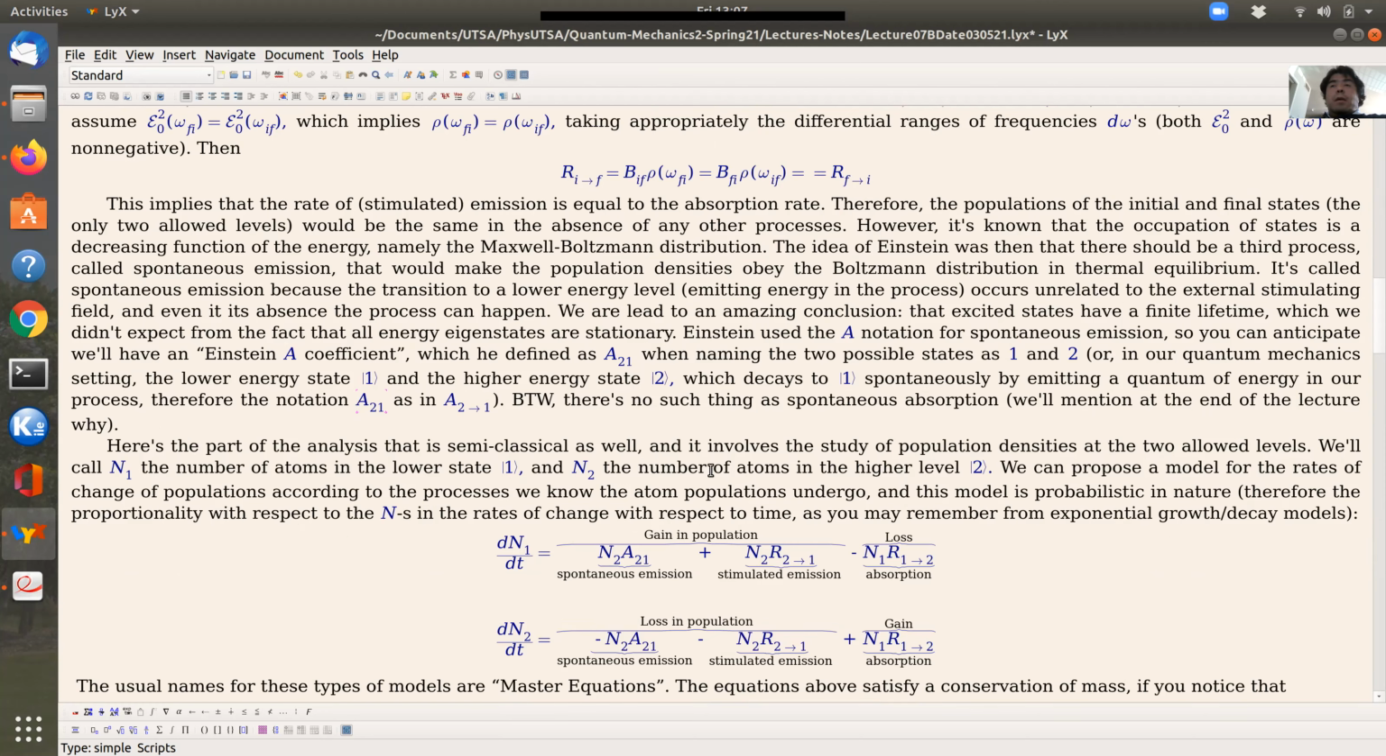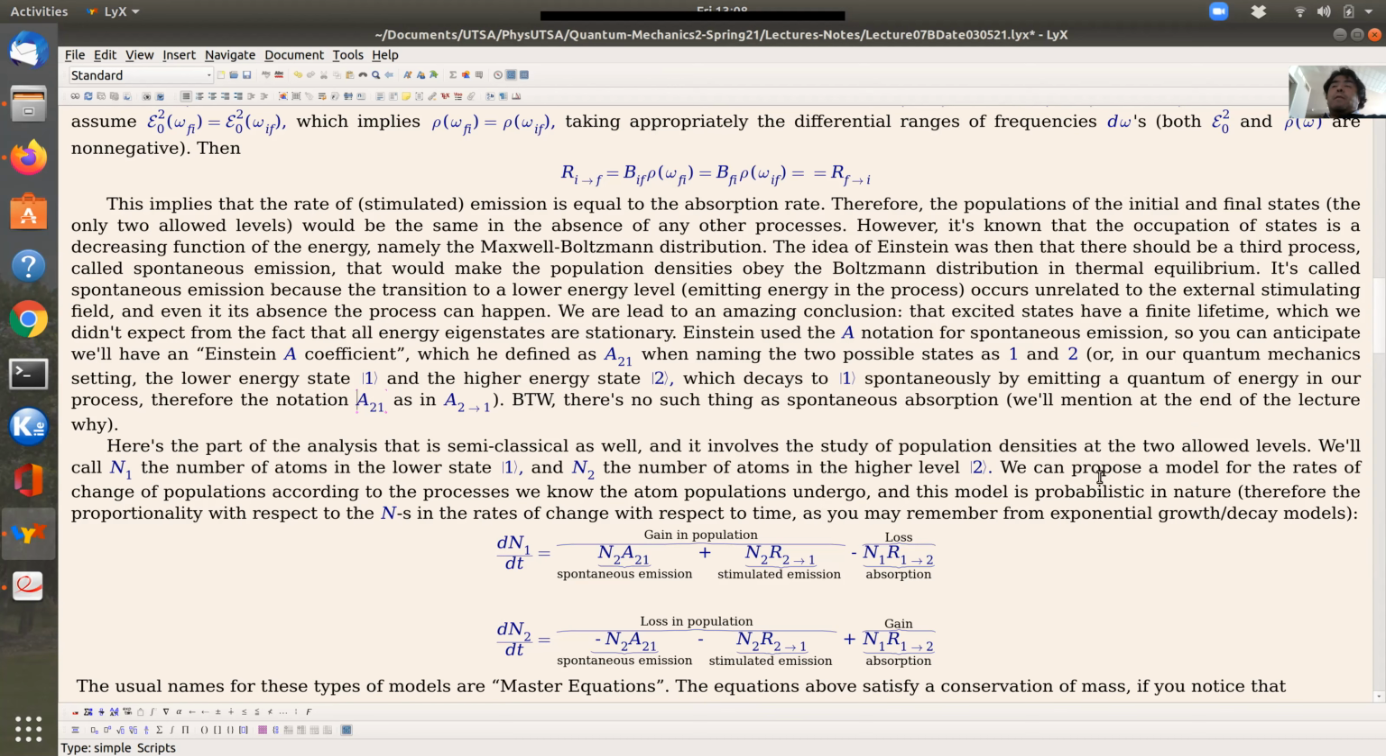So the following part is also semi-classical, in the sense of the study of population densities in the two different states. The notation is that N1 is the number of atoms in the lower state 1 of lower energy. You can call this a population. And N2 is the number of atoms in the higher energy level 2, so it's a population in the state 2.